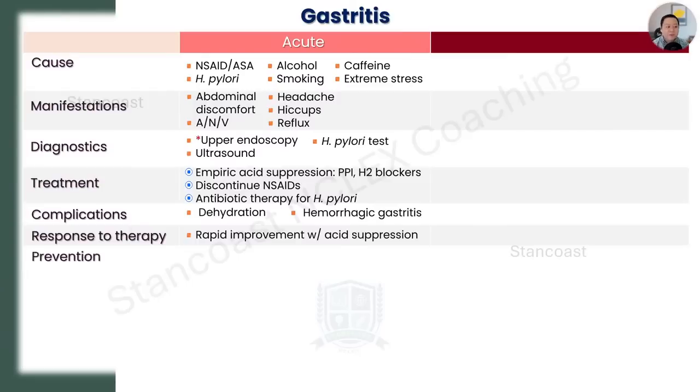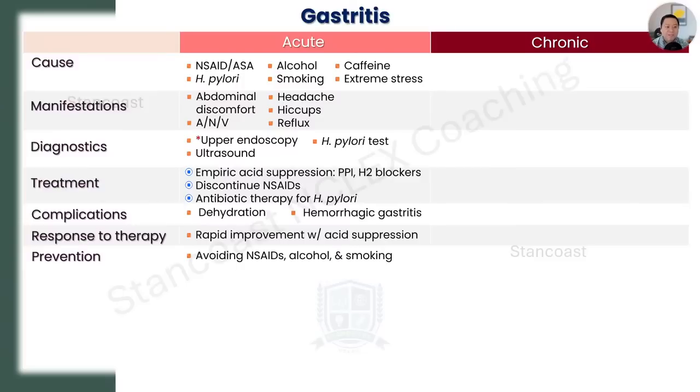Now, talking about the prevention, it again will call for the avoidance of the known irritants such as the NSAIDs, alcohol, smoking, also managing stress effectively, maintaining a very healthy lifestyle, and also being mindful of those substances that may irritate the stomach lining, which will help reduce the risk of acute gastritis.